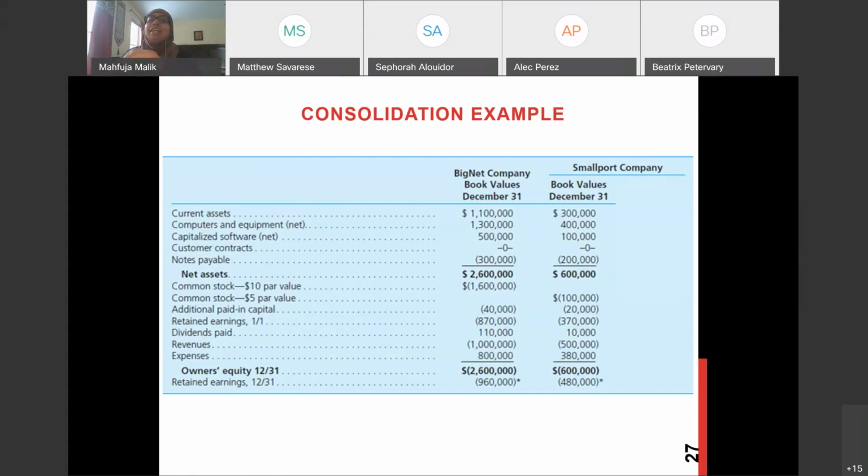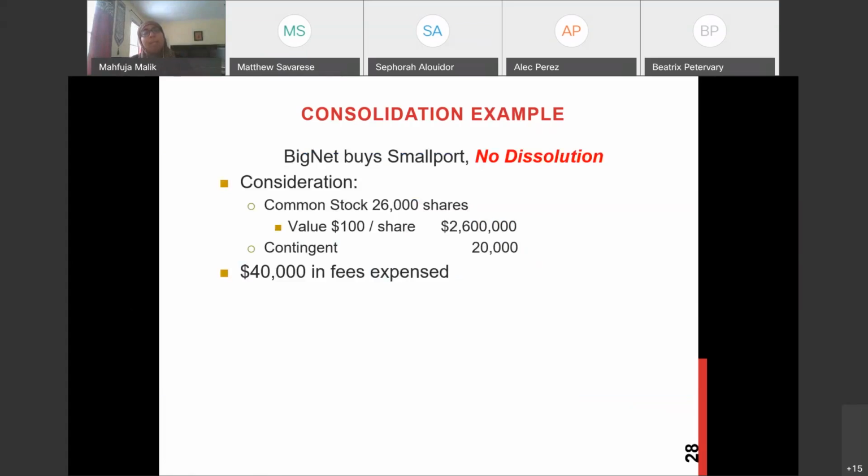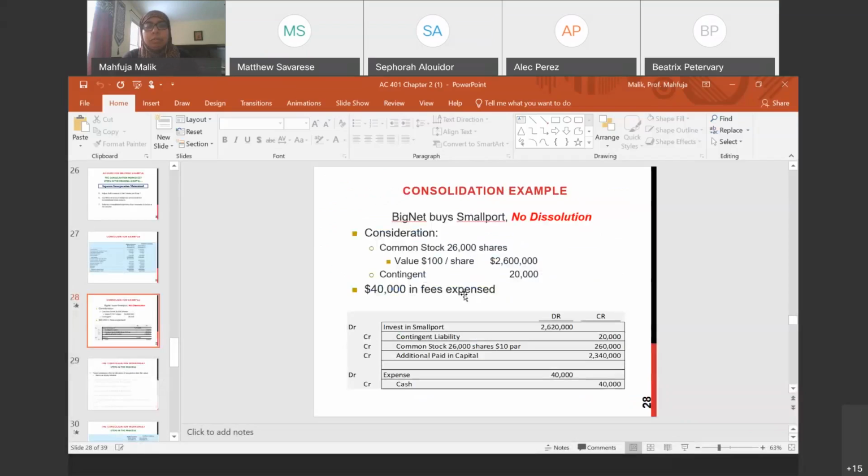And here you have a little more information. This is their purchase price. They didn't give any cash. They just issued stocks, and they have some contingent liabilities. Sorry, it should be contingent liability.